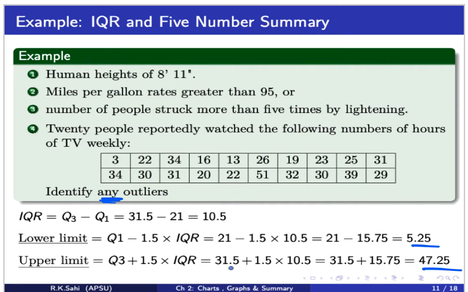So Q3 is 31.5, plus 1.5 times 10.5, which is 31.5 plus 15.75, and these are the values. According to one of the ways of looking at a potential outlier, a value less than the lower limit qualifies. Yes, definitely we have one value, 3, and one value more than the upper limit, which is 51 over here. So we definitely have two potential outliers in our set.